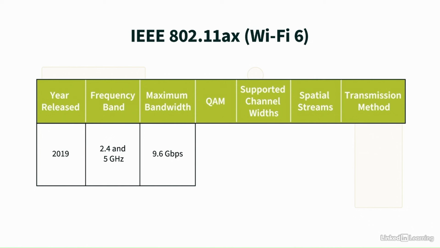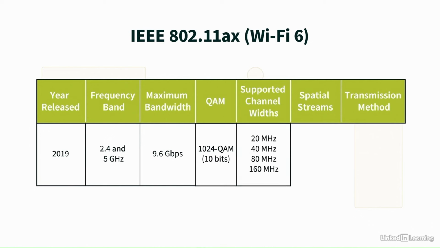Let's take a look at a few of the features that make Wi-Fi 6 so fast. One advantage of Wi-Fi 6 is that it allows us to represent more bits with a single waveform than previous Wi-Fi standards. It does that using a technology called 1024 QAM, which lets us represent 10 bits with a single waveform. Compare that to Wi-Fi 5, which let us represent 8 bits with a single waveform, and Wi-Fi 4, which only let us represent 6 bits with a single waveform.